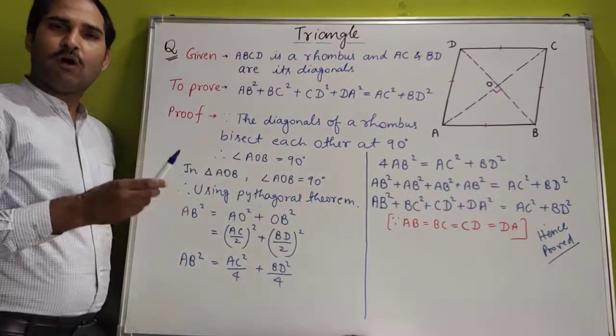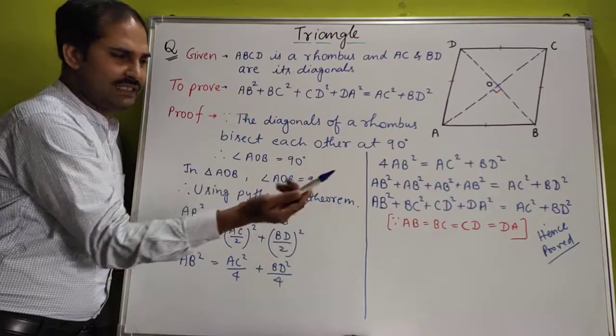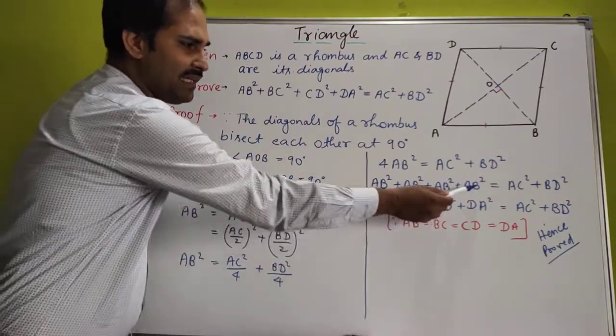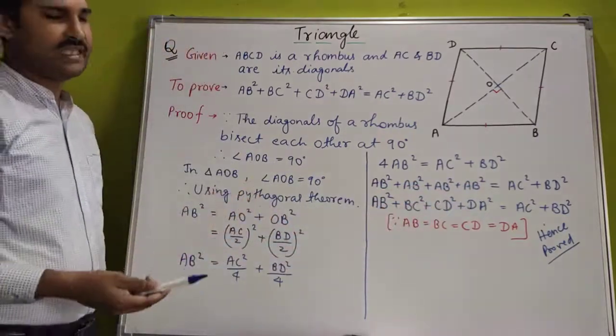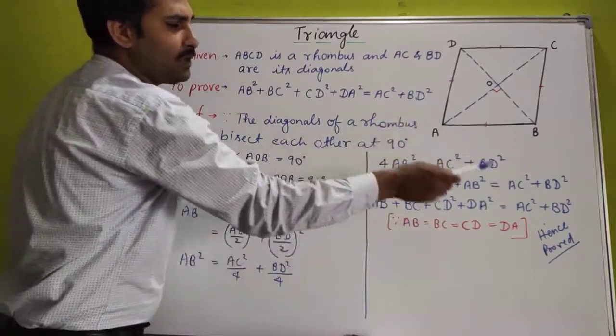Now, as in a rhombus all the four sides are equal, so AB as it is. Now, AB replaced by BC, AB replaced by CD, and next AB replaced by DA. So, we can say that the sum of square of all sides is equal to the sum of square of its diagonals.